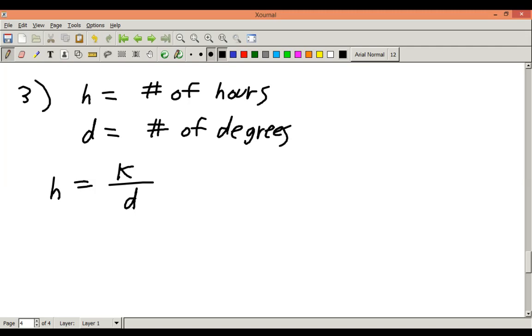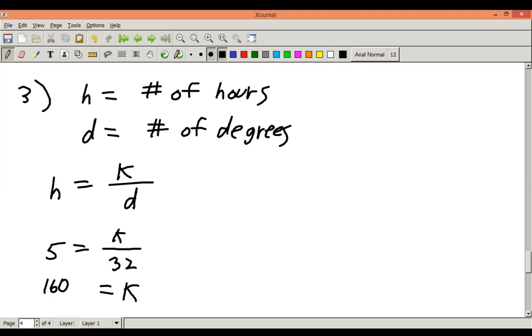So let's plug in the information that we know. We know that it's going to take 5 hours to melt a block of ice if we have degrees at 32. And so just multiply those 2 quantities together. So the constant of variation this time is 5 times 32, or 160. So that's actually not a rate. That stands for degree hours. Degree times hours, degree hours.